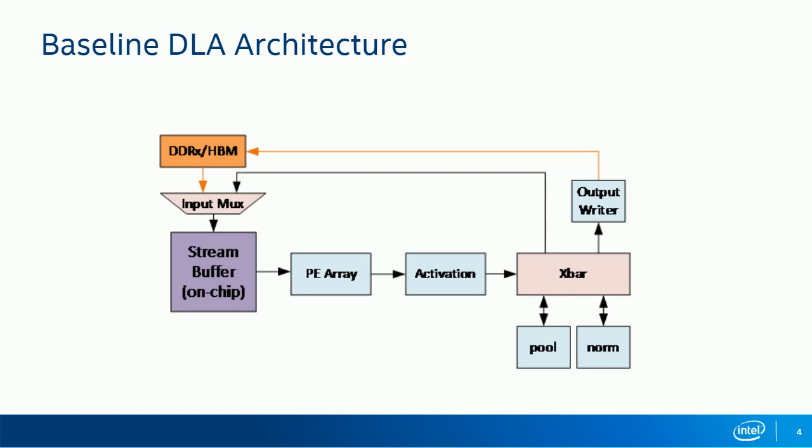The processing element array performs one layer of convolution and/or fully connected layer in a highly parallel fashion. After the PE array, the data is sent through an activation layer, which typically is ReLU. After that, the data is sent to a crossbar where other operators such as pool or norm are connected. Once all the subgraph computation is done, the output feature data for that layer is sent to the stream buffer again, ready to be sent to another convolution layer.